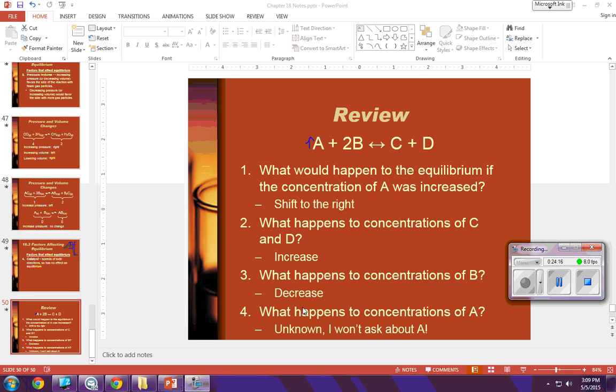I do want to mention one last thing. What would happen to the concentration of A? Well, really, we don't know where it's going to end up, other than the fact that I know I added some and I used some, so I'm probably going to be higher than I was before. But I don't really know because I did both. I added and I used. So you're not going to be asked about A, hint. And that finishes our notes.